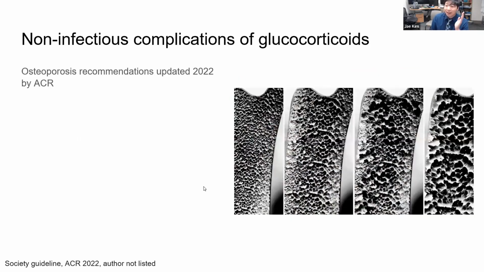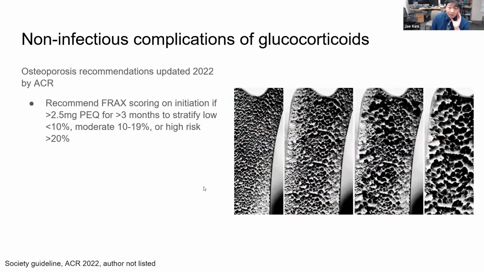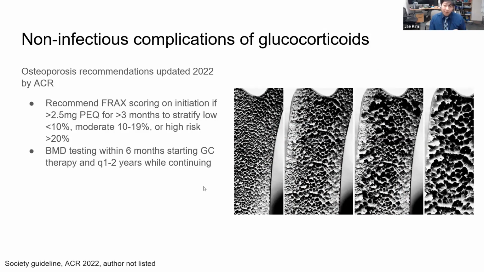ACR put out an updated guideline in 2022. I won't go too deep into it, it's a lot. But they're basically recommending FRAX scoring on initiation if greater than 2.5 milligrams prednisone equivalent for 3 months to stratify between low, moderate, or high risk. And performing bone mineral density testing within 6 months of starting glucocorticoids and 1 to 2 years while continuing.